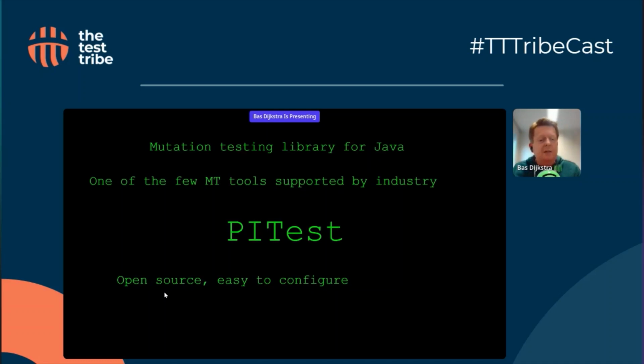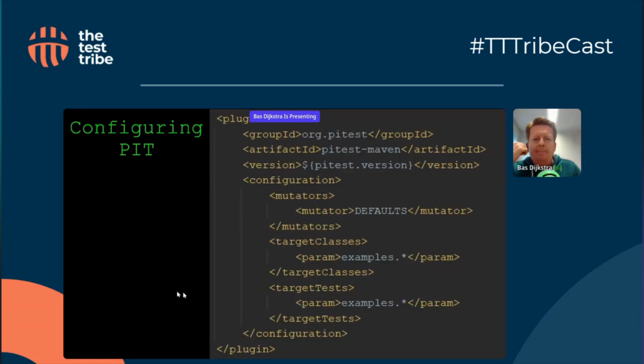It's pretty easy to configure, which isn't true for every mutation testing tool, but Pitest is actually pretty easy to adopt and get started with. And if you want to know more, there's a website, of course. Configuring Pitest is just a matter of adding a plugin to your project. And there's a configuration section in there that you can use.